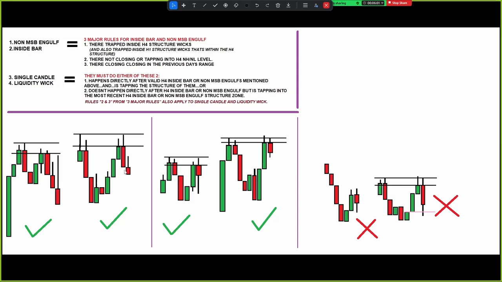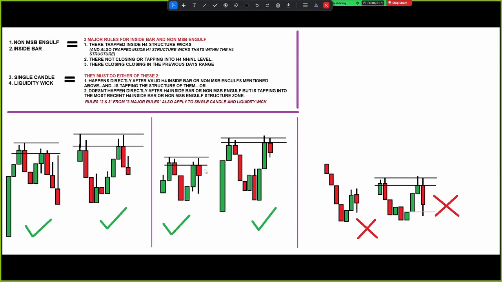So that's beautiful. And then your non-MSB engulf didn't tap into any structure at all. It's actually just closing into bullish empty space, which is even more perfect because we know what happens when there's bullish or bearish empty space. And if you're coming off some structure as well, then you know that price is highly likely going to fill the entire empty space, right?